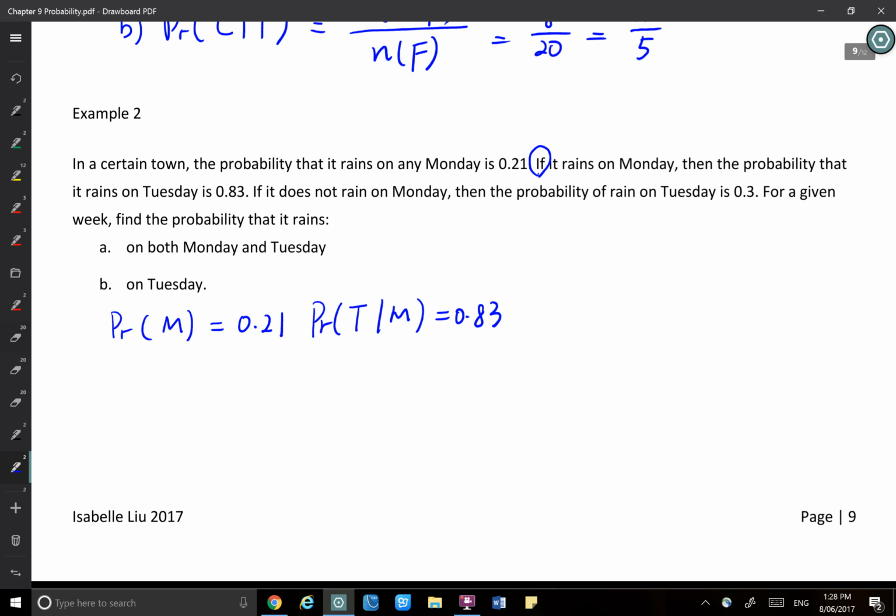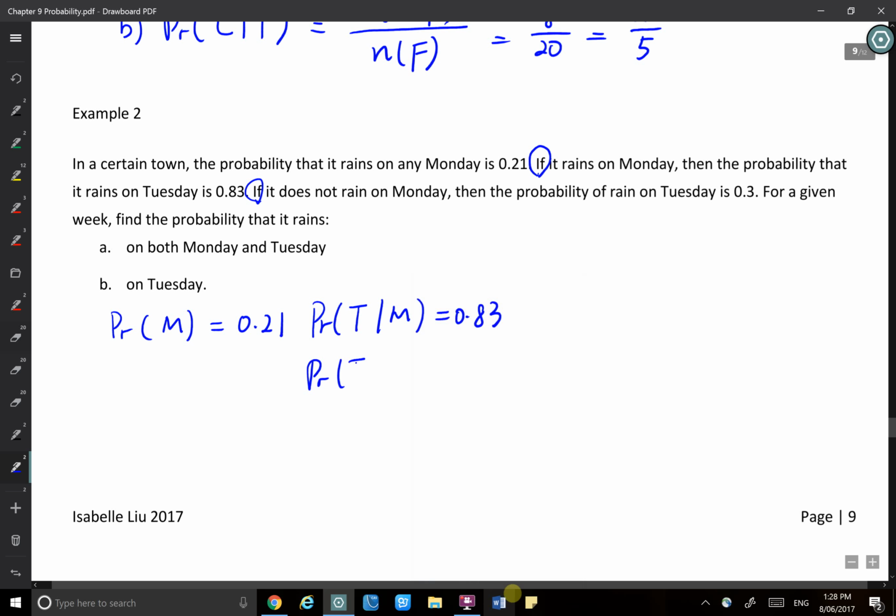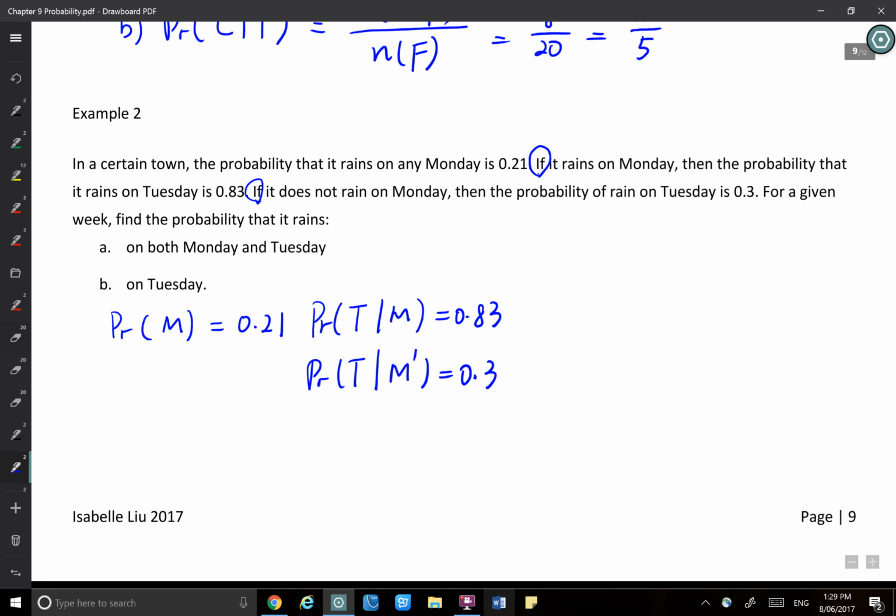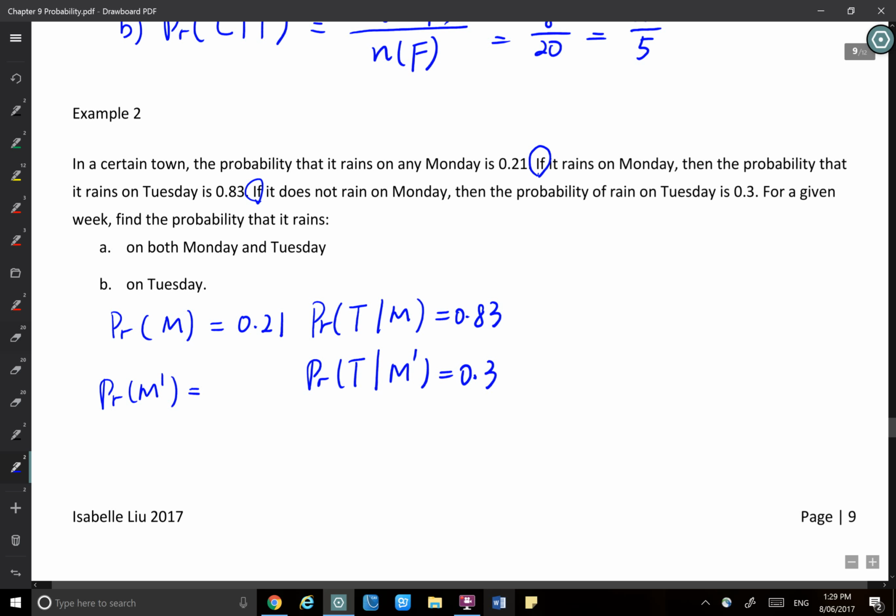If it does not rain on Monday, another if, another given condition, then the probability of rain on Tuesday is 0.3. So the probability of rain on Tuesday, given that Monday did not rain, is 0.3. What's the probability of M dash? You know the probability of M is 0.21, so the probability of M dash is 1 minus 0.21, which is 0.79.